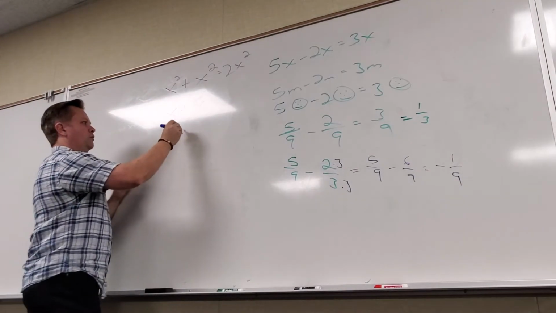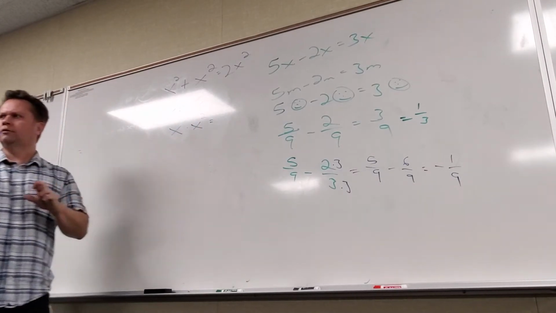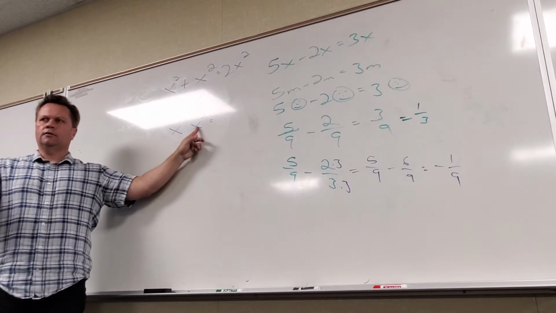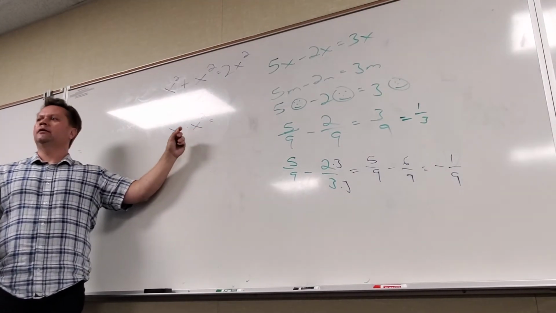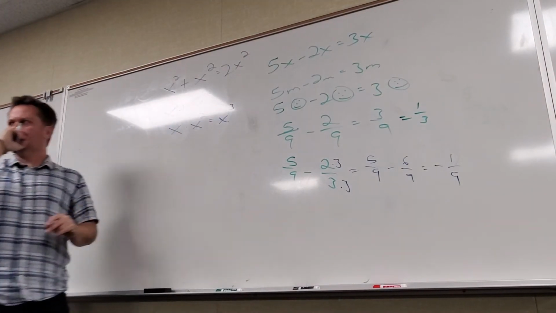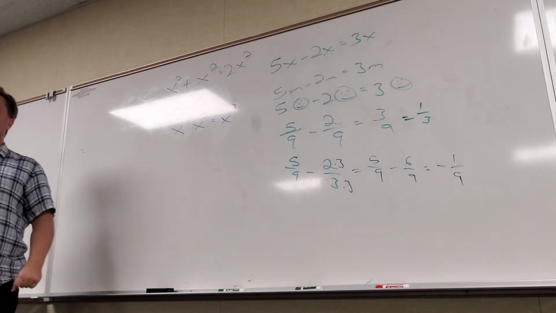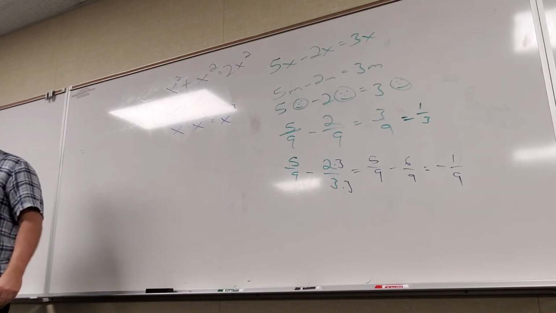Here's where I'm going. What is x times x squared? You guys know. What does x squared mean again? X times x. So what is x times x times x? X to the 3rd. Yes? So multiplication and division do not need exactly like terms. It's a little less restrictive.